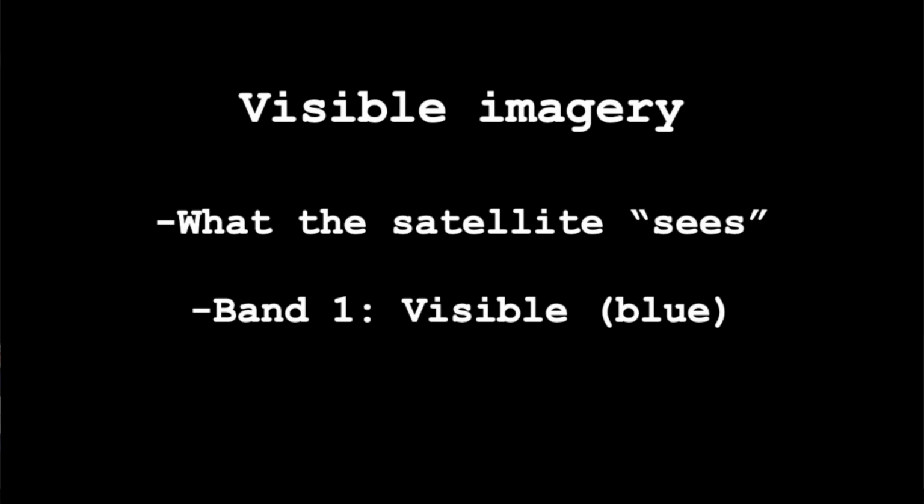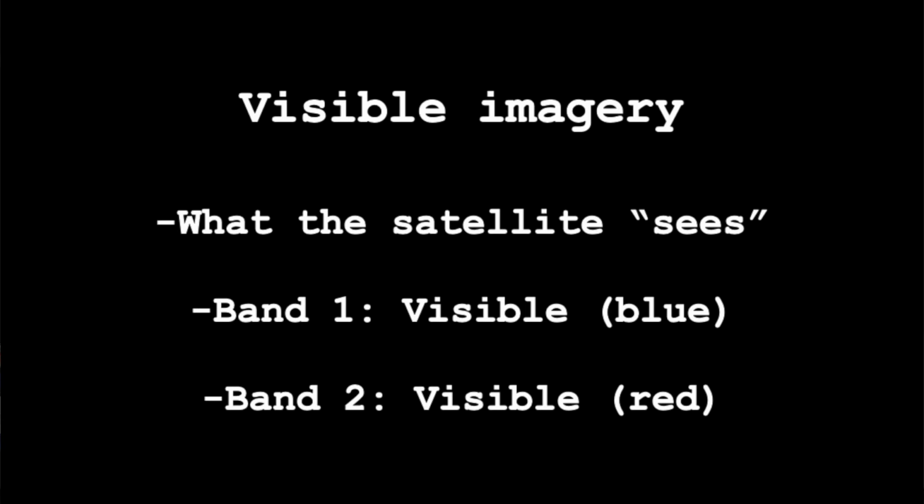Now, there are actually two different bands of visible imagery. Band 1, which is the visible blue band, has a wavelength of 0.47 micrometers, which is located in the blue portion of the visible portion of the electromagnetic spectrum, hence the name visible blue. Band 2, which is the visible red band, has a 0.64 micrometer wavelength, which is located in the red portion of the spectrum. Whenever you're doing any kind of severe weather analysis, you want to be using band 2, which is the visible red band.